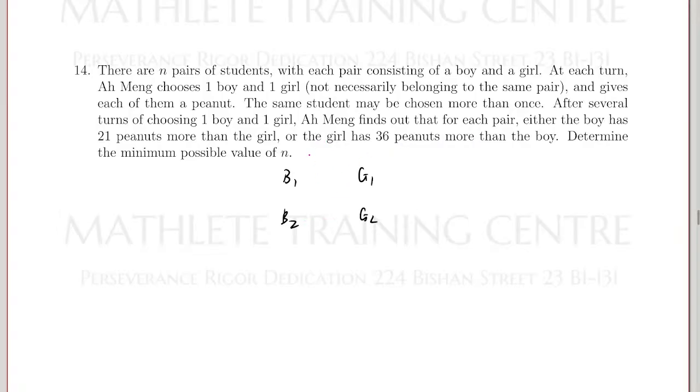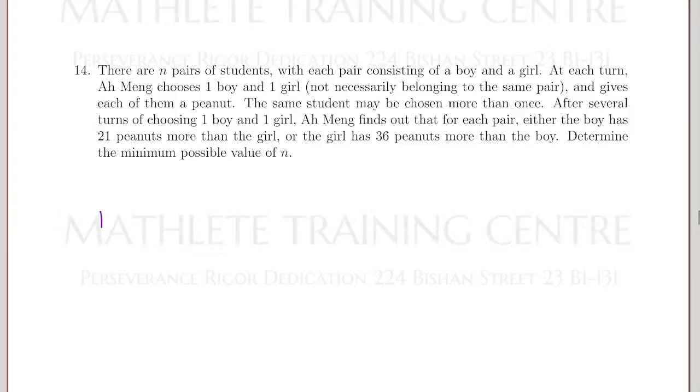But the same thing for the other one. So it feels weird because if this is 21 more than this, then this has to be 36 less than this. Then the other one also has to be 21 more than this and 36 less than this. So B1 and B2 will be the same actually. So therefore, actually there's a contradiction. It's not possible that there are two separate values of peanuts for boys and two separate values of peanuts for girls. In fact, only one of two cases must occur.